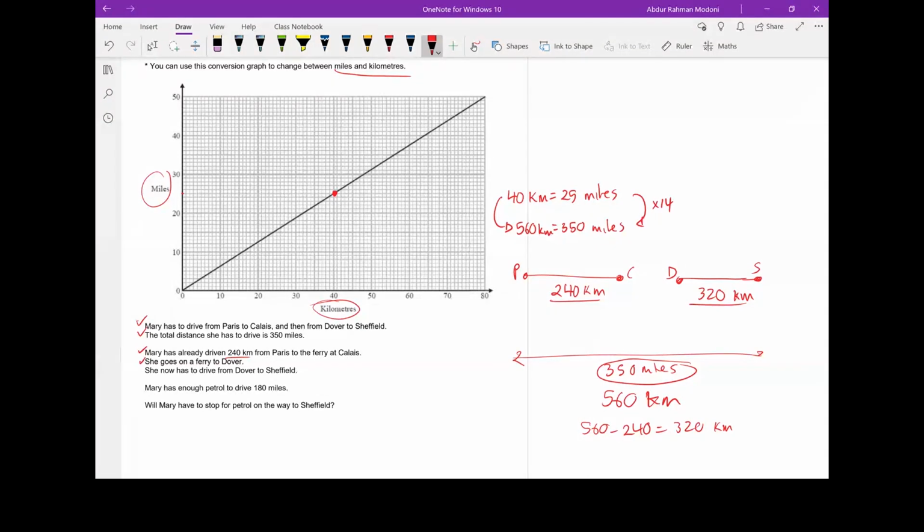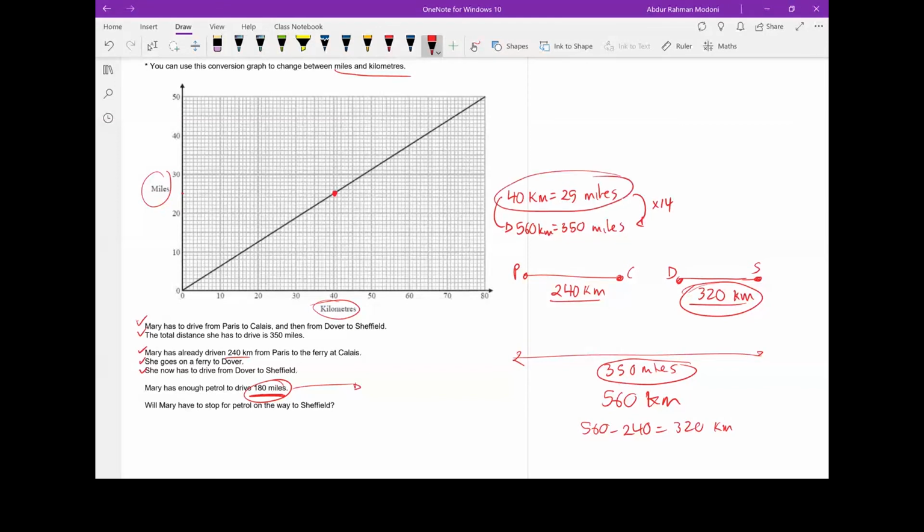She goes on the ferry to Dover. She now has to drive from Dover to Sheffield. Mary has enough petrol to drive 180 miles. Will Mary have to stop for petrol on the way to Sheffield? Now remember, she's already at Calais, so we want to figure out what 320 kilometers is in miles, because she's only got enough petrol for 180 miles. So we can convert the kilometers to miles, or you can convert this 180 miles to kilometers. I'll go and do that.